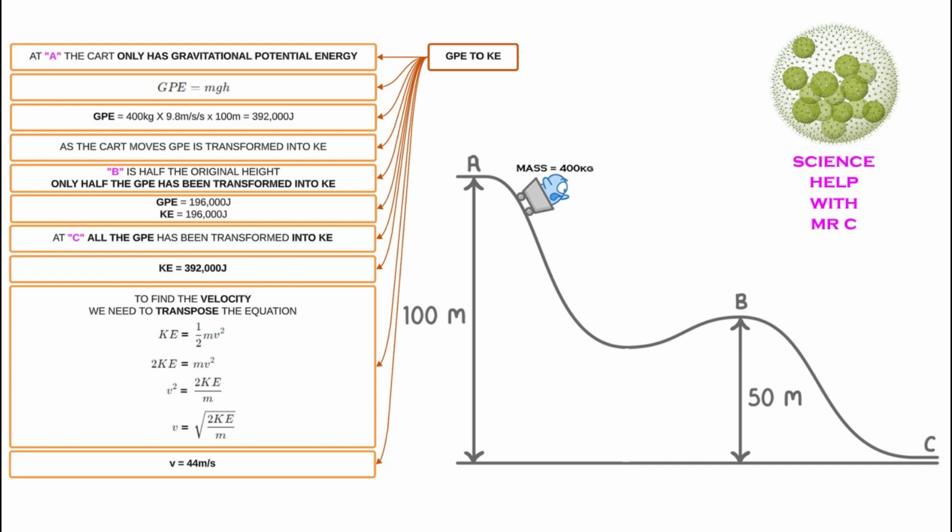So if we go through the steps, because it was divided by 2, it's now times by 2. So it's 2KE equals mv squared. Then we need to move the mass, so it becomes v squared is 2KE on m. And now we need to get rid of the squaring, so v equals the square root of 2KE on m. And if we work through this equation, we find that v is 44 meters per second.